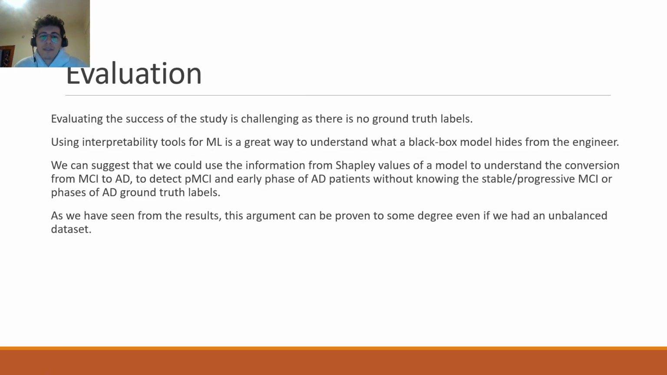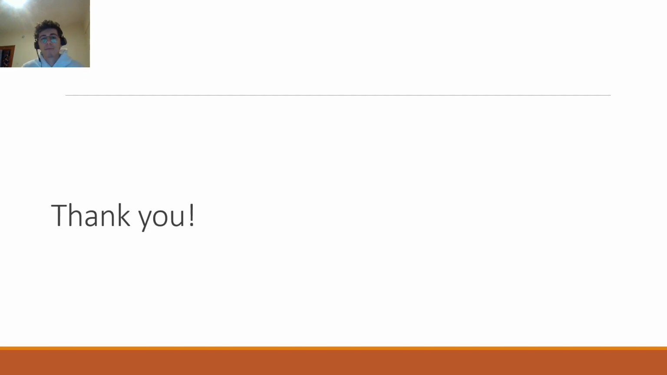Evaluating the success of the study is challenging as there is no ground truth labels. Using interpretability tools for ML is a great way to understand what a black box model hides from the engineer. We can suggest that we could use the information from Shapley values of a model to understand the conversion from MCI to AD, to detect a pMCI and early phase of AD patients without knowing the stable and progressive MCI or phases of AD ground truth labels. As you have seen from the results, this argument can be proven to some degree even if we had an unbalanced dataset. Thank you very much.